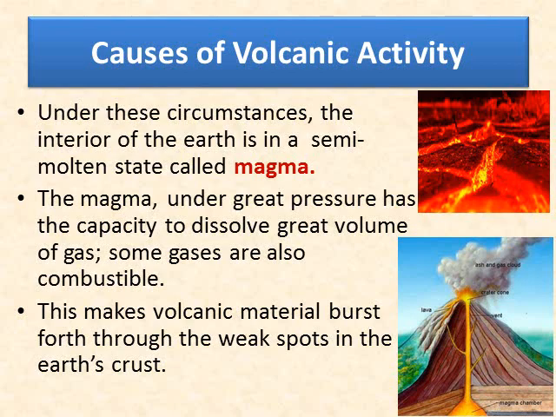Combustible is that which can catch fire or burn. This makes volcanic material burst forth through the weak spots in the Earth's crust. Because of the molten state of the magma, and the pressure along with the gases that are combustible, the volcanic material bursts and comes through the weak spots of the Earth's crust as volcanoes.